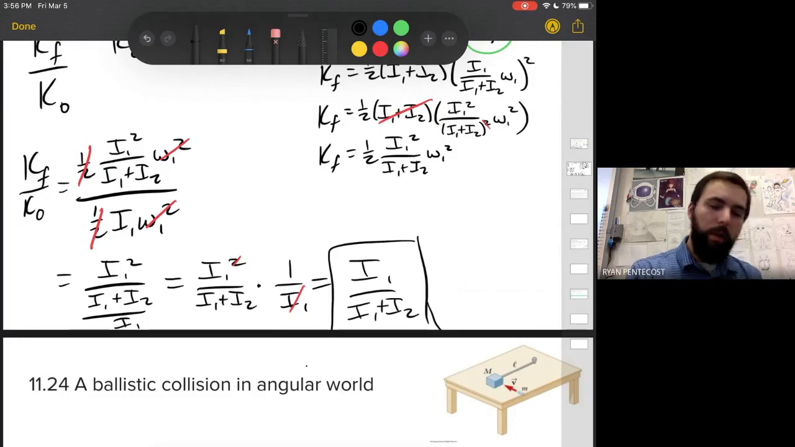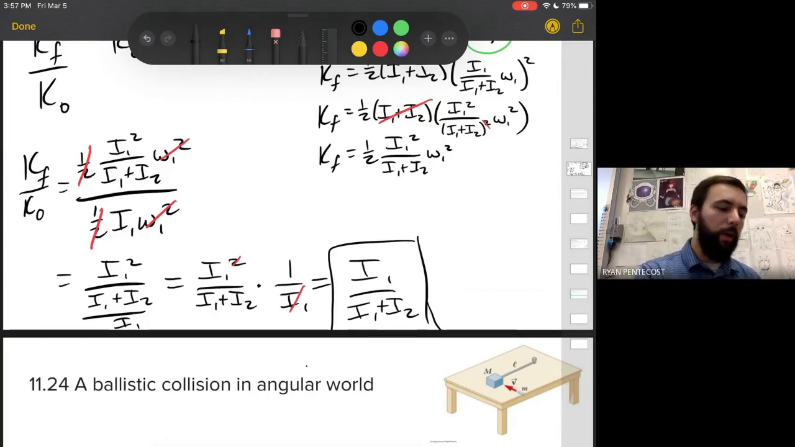That is, the ratio of the first moment of inertia divided by the sum of the moments of inertia is the ratio of the final kinetic energy to the initial kinetic energy. This is also showing that kinetic energy decreased here, right? We conserved angular momentum, but we lost energy in the process.